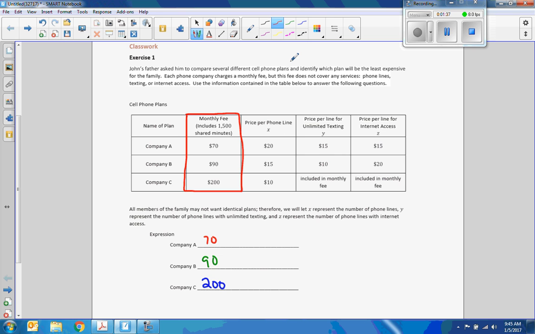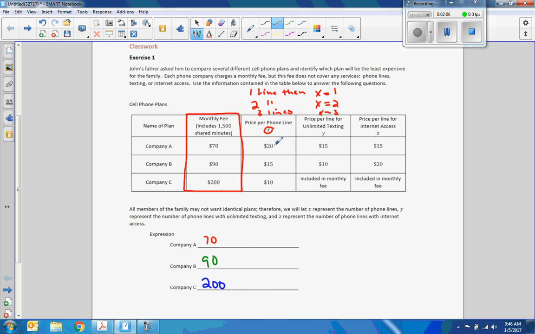Okay. Now let's talk about variables. Price per phone X. Well, if I have one line, then X equals 1. If I have two lines, then X equals 2. 3 lines, then X equals 3, and so on and so on.